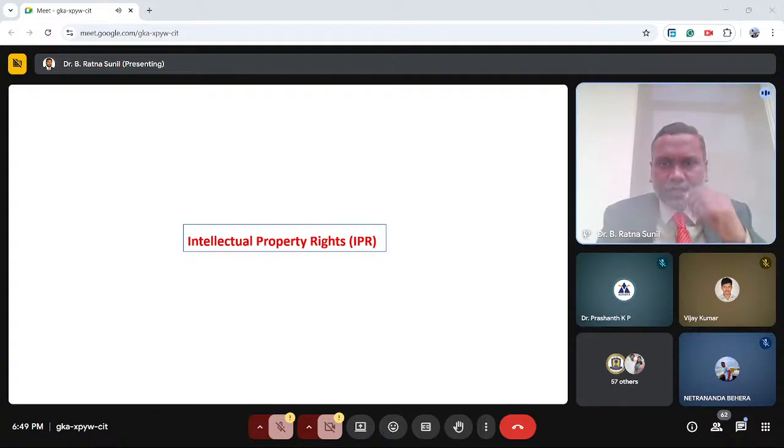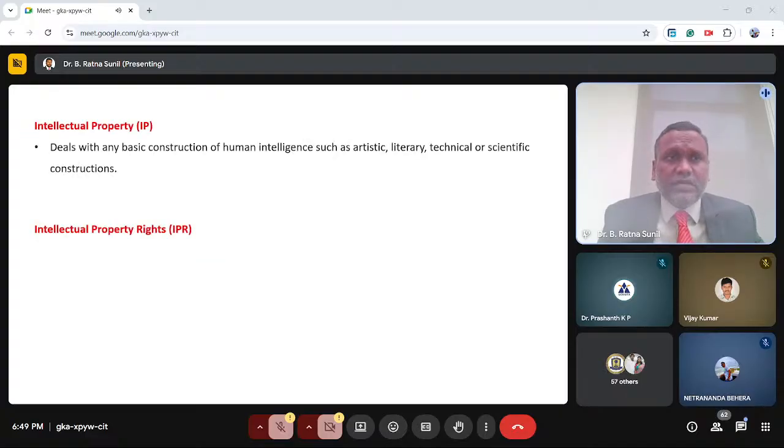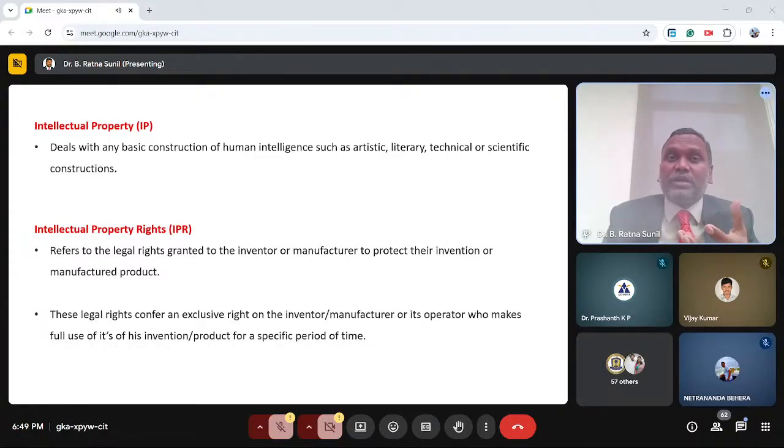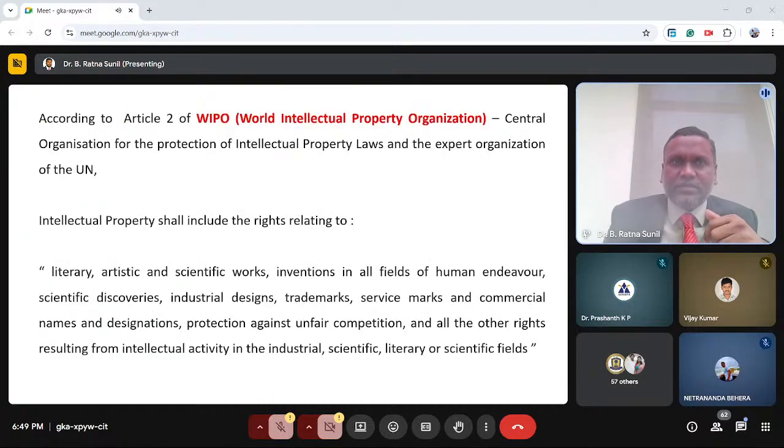Now, quickly we'll move on to IPR, and I would like to spend a few minutes here. What is intellectual property? It deals with any basic construction of human intelligence, such as artistic, literary, technical, or scientific constructions. So intellectual property rights will give us rights over such intellectual property. When we call it property, it does not have to be a physical property. That's why we call it intellectual property. Sometimes it is visible and sometimes it is invisible.